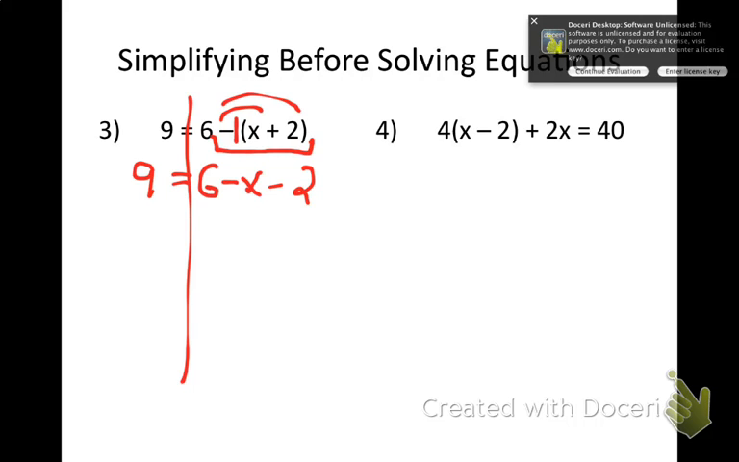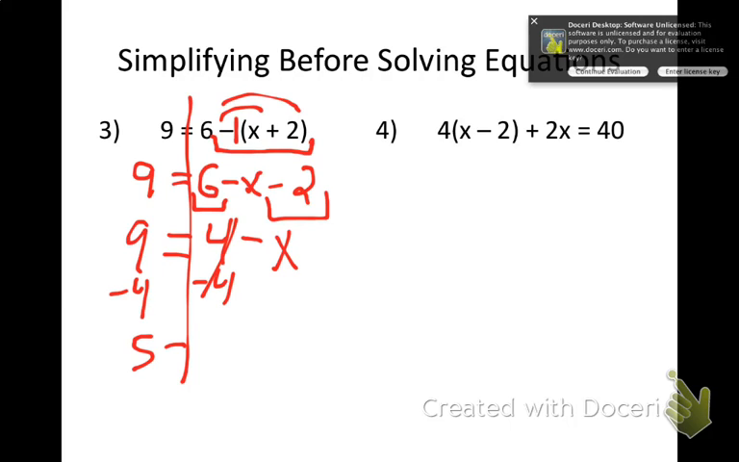Okay. Can I combine the 6 and the 2? They're on the same side. Yes. So I get 9 equals 4 minus x. So I took my 6 and my negative 2 and combined them. What's my next step going to be here, Bailey? So I want to do the opposite. So I subtract the 4. Good work. Giving me 5 equals negative x.